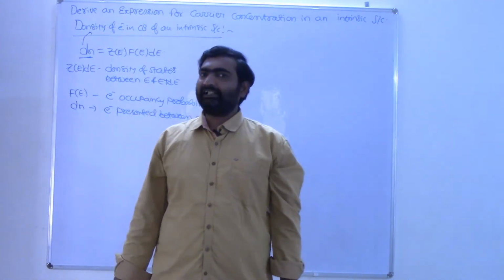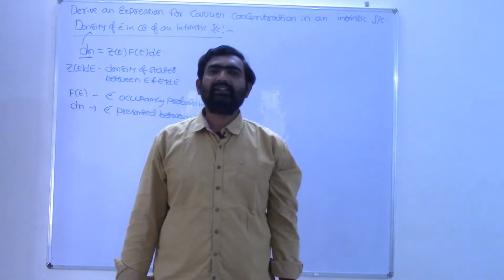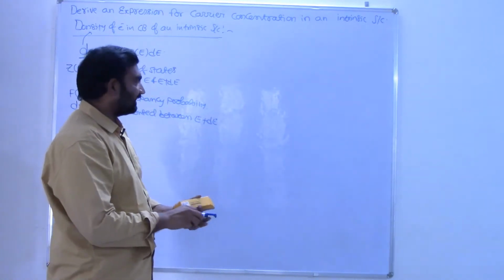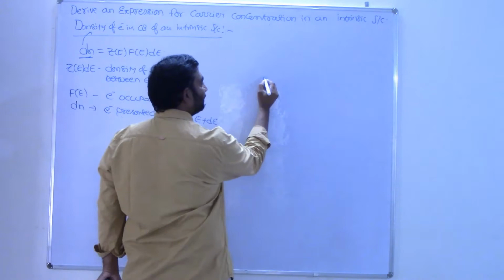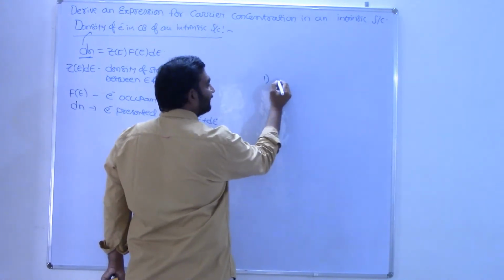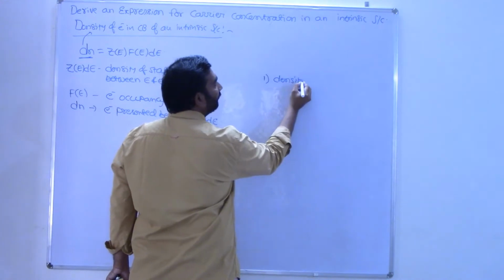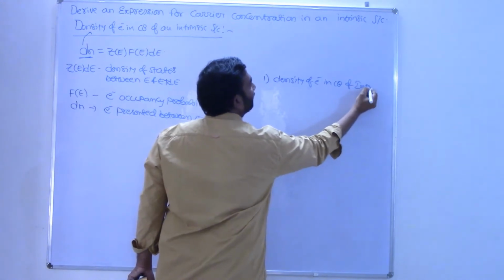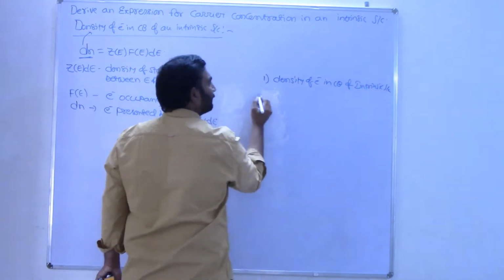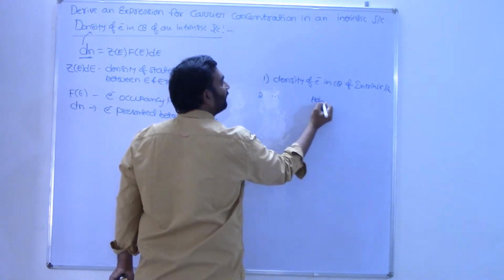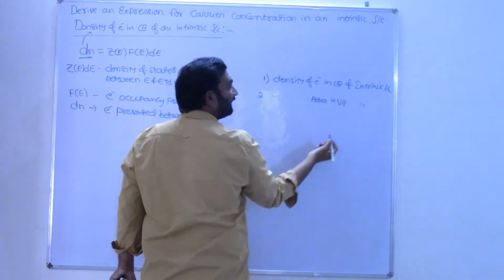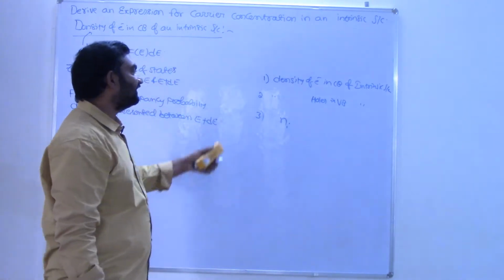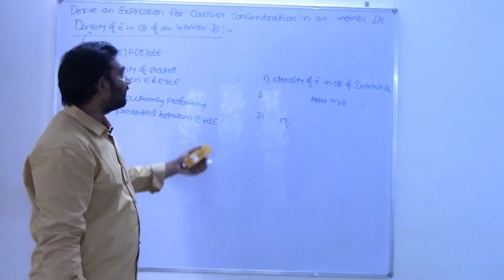Welcome to a session on determination of carrier concentration in an intrinsic semiconductor. To determine the carrier concentration in an intrinsic semiconductor, it involves three crucial steps. Step number one is to determine the density of electrons in the conduction band of an intrinsic semiconductor. Step number two is determination of density of holes in the valence band of an intrinsic semiconductor. Step number three is intrinsic carrier concentration. So these are the three steps involved in this particular topic.